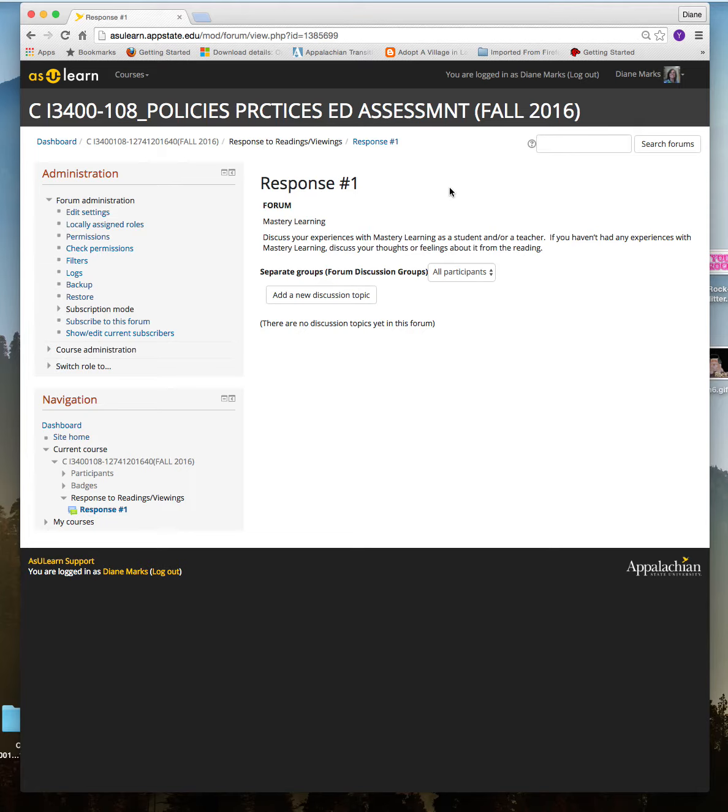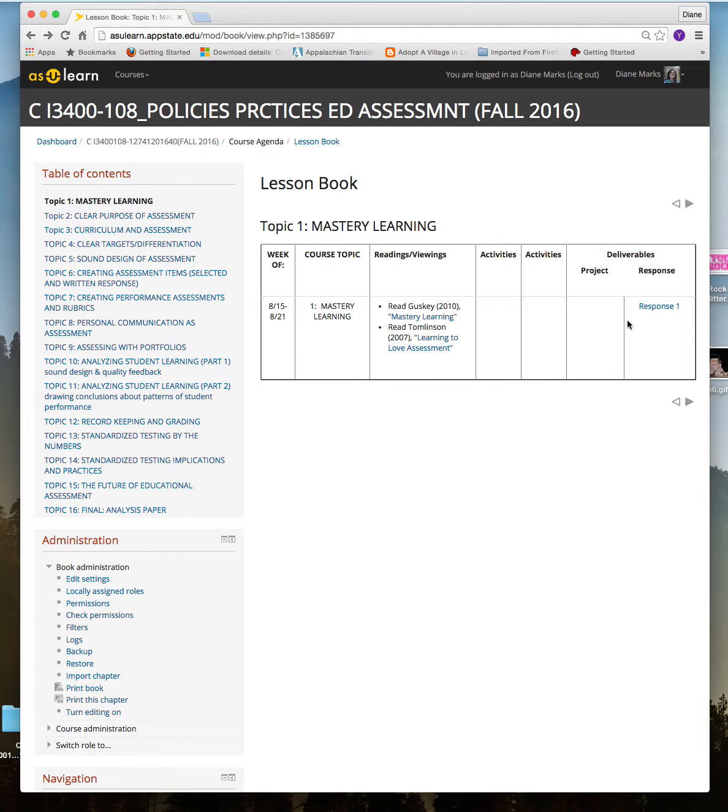And then the 2 responses that you post for other people in your group are worth 2 points each. So it's a total of 10 points for each of these forums. Okay? So that's what you'll be doing that first week that we're together.